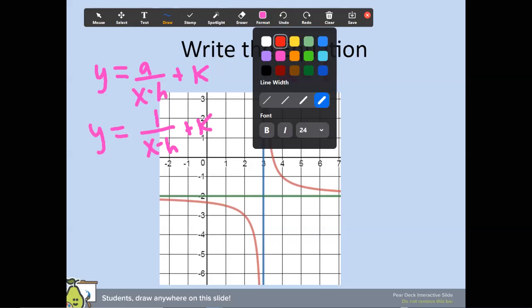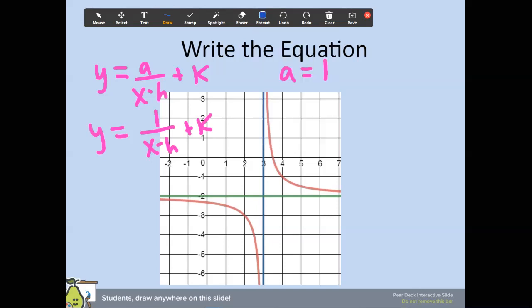So to find my h, I'm drawing it, I should have chosen a different color, this was already in blue, but I'm drawing this x equal 3. That is going to give me my h. So I am going to grab my eraser, get rid of this, and this is now going to be x minus, whoops, got to get my pen back again, x minus 3.